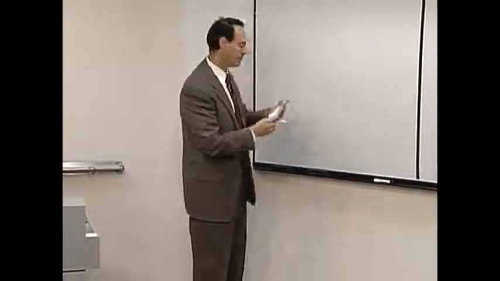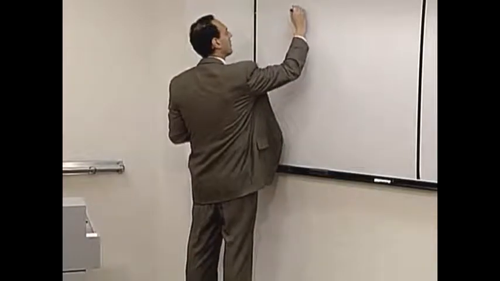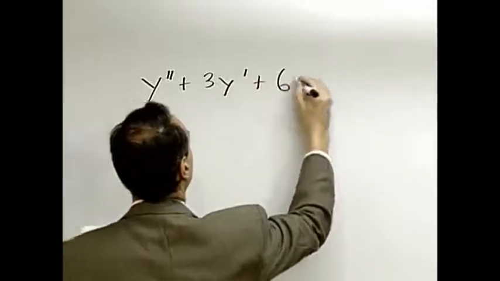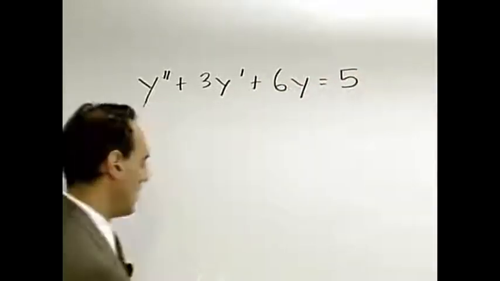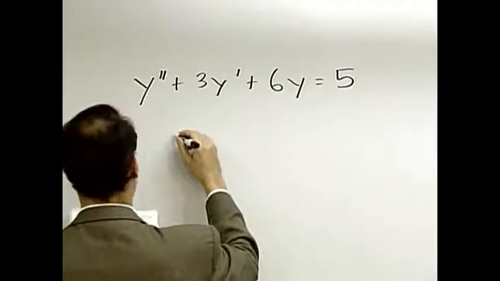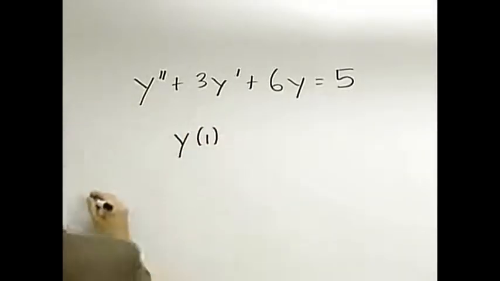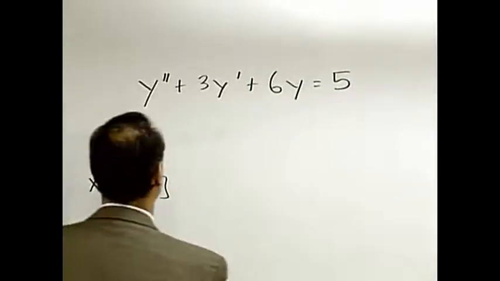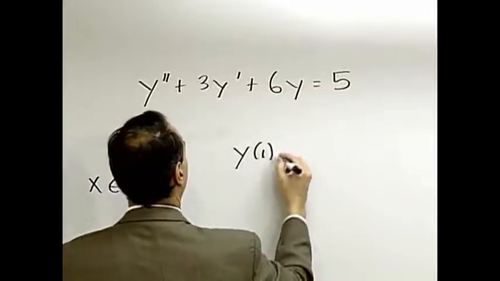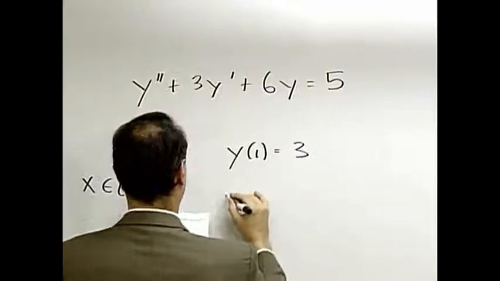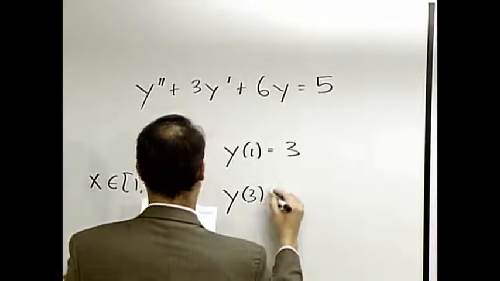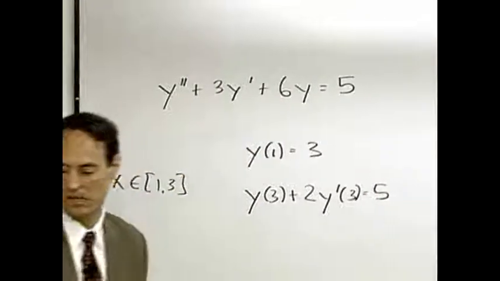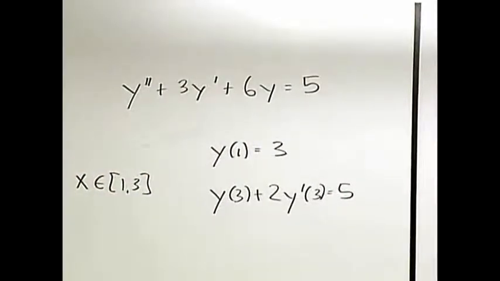We're going to start off with a simple example. So here's the example we'll start with today, with the following boundaries. We'll solve it, let's say, on an interval for x between 1 and 3. And my boundary conditions will be the following. y at 1 will be equal to 3, and y at 3 plus 2y prime at 3 is equal to 5. I just made that up, right?